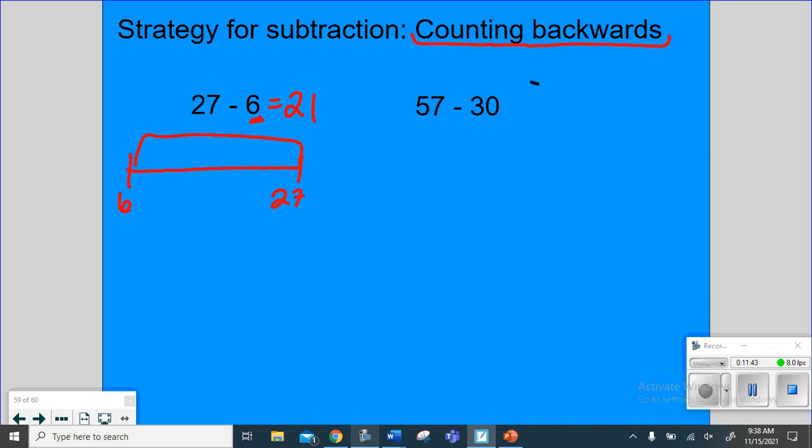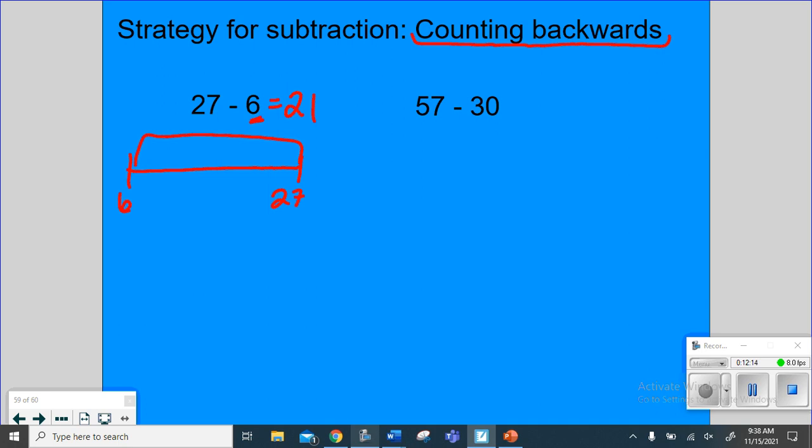Like, what if I had 57 minus 30? Would it make sense to count backwards by 1? Elena, would that make sense? Do you have 30 fingers readily available? No. I don't have. Could you do it by 1? Yeah, but it'll take a while and you might lose count. Can you think of a more efficient way to subtract 57 minus 30?